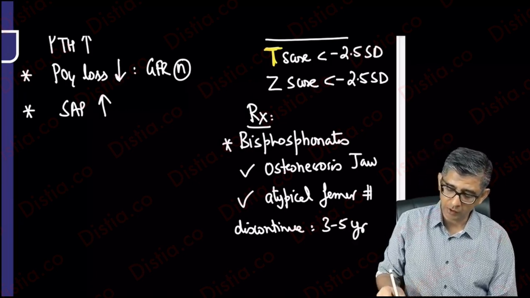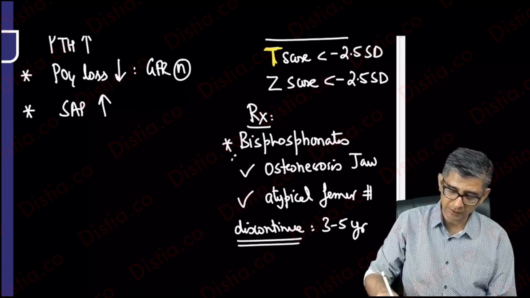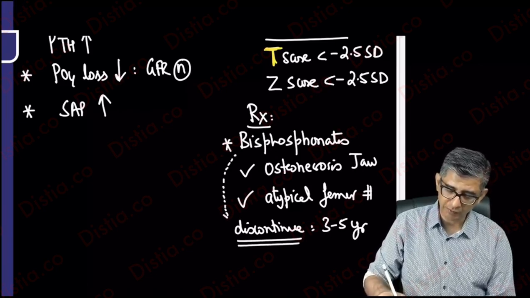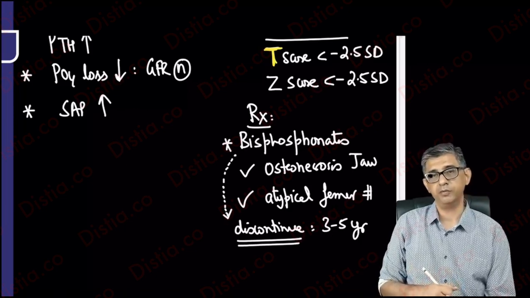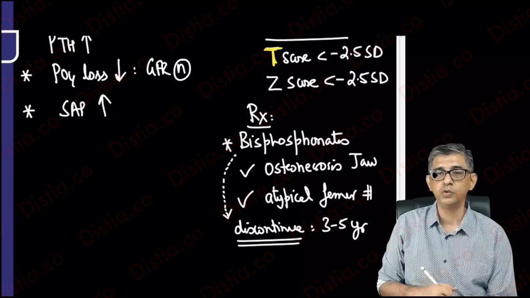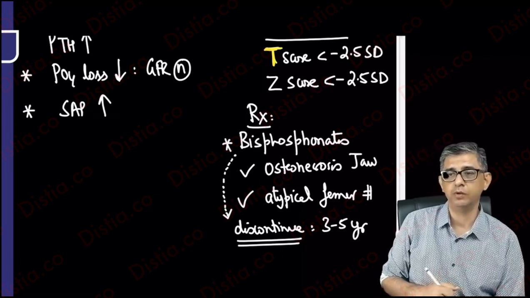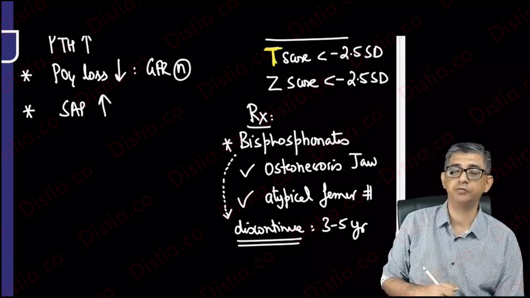But the point is, because bisphosphonates have this huge side effect of causing atypical femur fracture, most physicians would stop using bisphosphonates after a duration of 3 to 5 years.